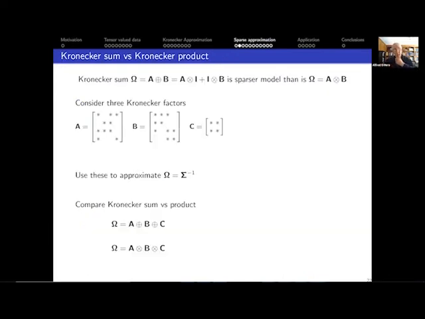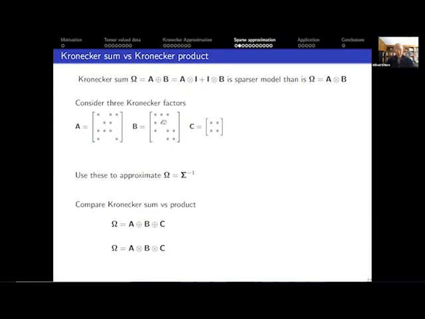So the Kronecker sum, why the Kronecker sum? Kronecker sums are, as I say, linear in the Kronecker factors, A and B. I is the identity here, which is, of course, compatible. So this sum is compatible: A Kronecker I and I Kronecker B have the same dimensions. And it's generally, for fixed A and B, sparser than a Kronecker product model for that same A and B assumed to be sparse.